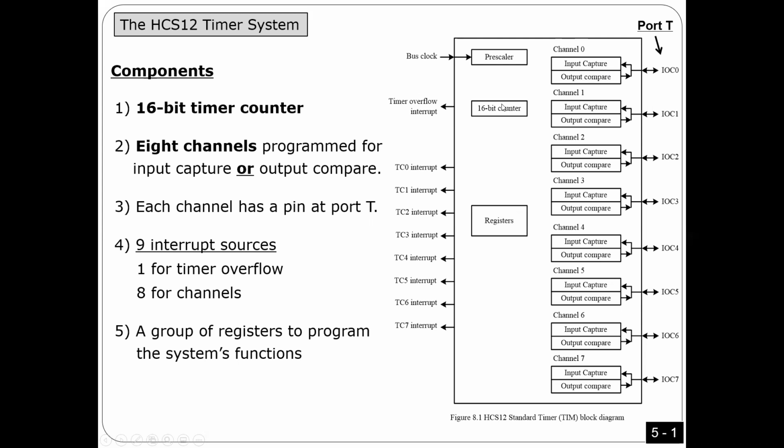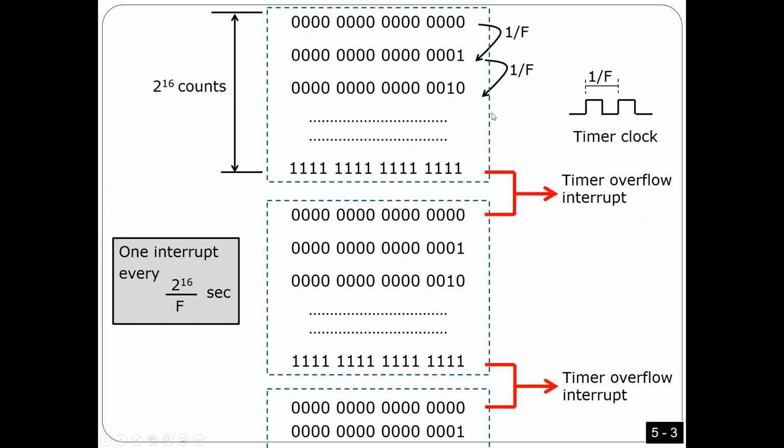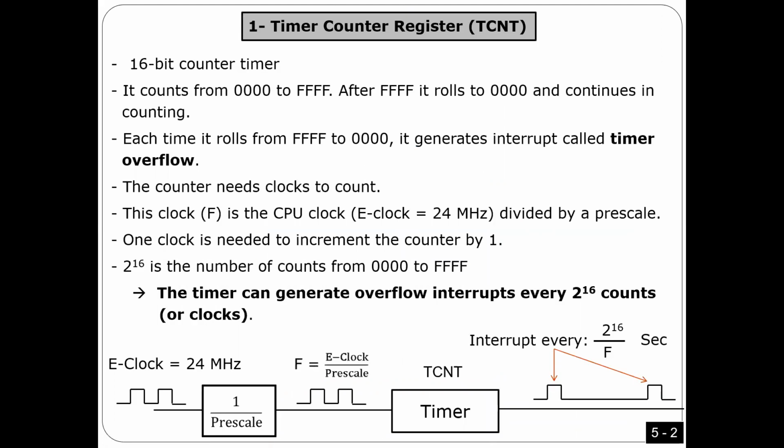On top of that, we have a counter. This counter, as I explained last time, should count from 000 to 1111. And you can control the speed of this counting, right? Because this counter actually needs a square wave like this one, and for every cycle the timer is going to be incremented by one. So by controlling the speed of this frequency, you can control the speed of counting. And as I told you, this frequency is 24 megahertz divided by prescale.